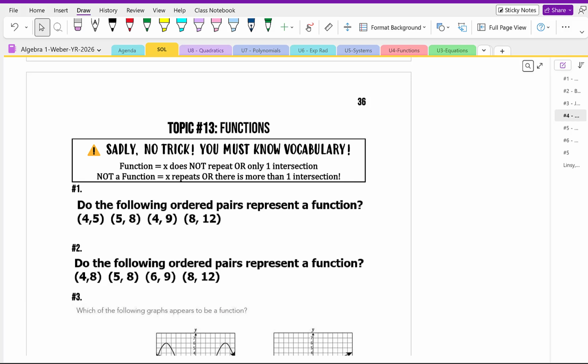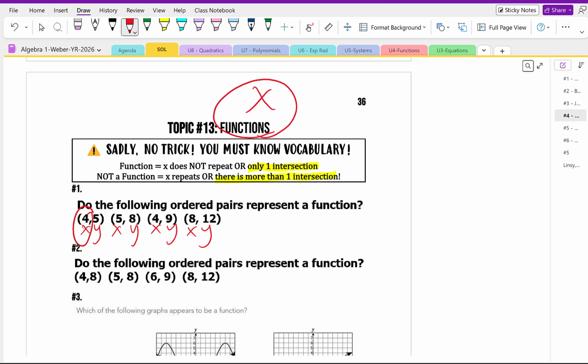Repeating is bad. Okay, so here, if you're functioning, that's good. You do not repeat. Or it's one intersection if we're talking about a graph. So the intersection things, that's if we're talking about graphs. If we're talking about numbers, we talk about if it repeats or not. So not a function, x repeats. So for this first problem, we do x, y, x, y, x, y, x, y. Now remember, for functions, we only look at x. We do not care about y.